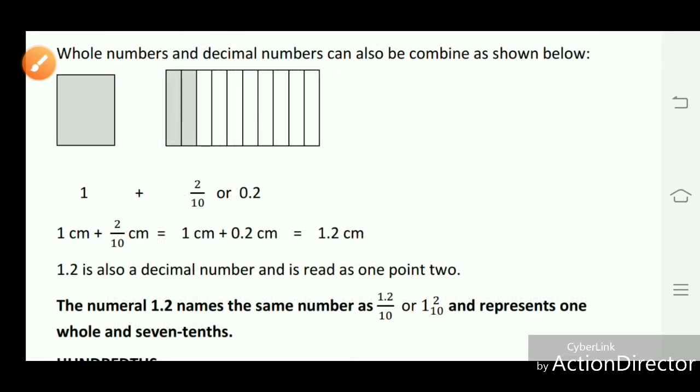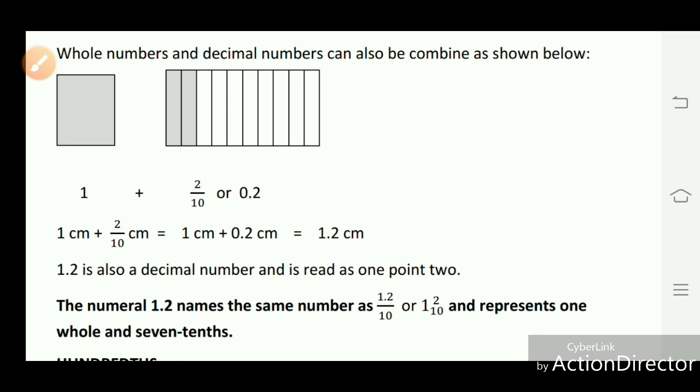Whole numbers and decimal numbers can also be combined as shown. Here we take one whole box and then one box divided into 10 equal parts, and we color two boxes from here. So 1 plus 2 upon 10 or 0.2. When we add one whole and the decimal part, it gives 1 centimeter plus 2 upon 10 centimeter, equal to 1 centimeter plus 0.2 centimeter. And when we add these two numbers, it gives the sum 1.2 centimeter.